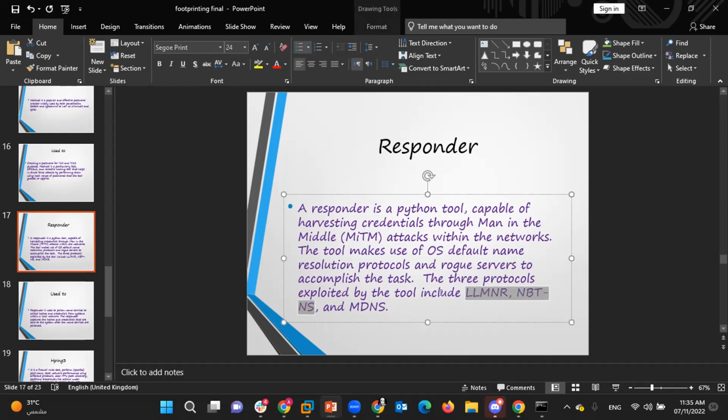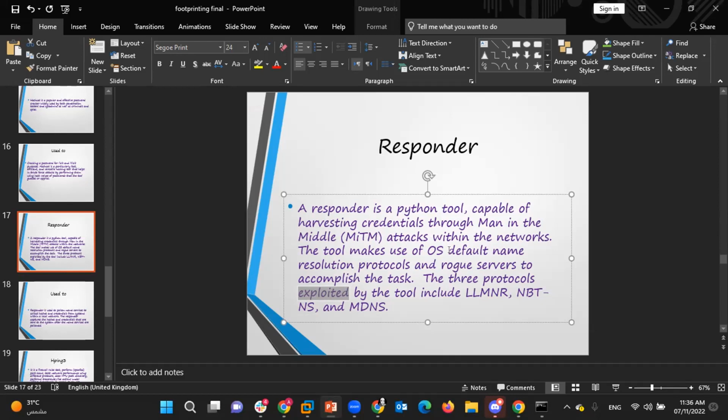It can be exploited. These three protocols can be exploited when the server accomplishes the task, the operating system resolution protocol and rogue server to accomplish a man in the middle attack. Sorry, man in the middle attack within the network. The tool makes use of the operating system default name.